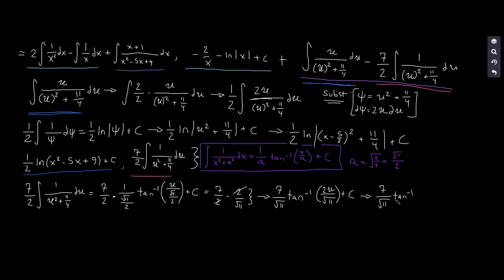7 over the square root of 11 times the inverse tangent of 2 times x minus 5 over 2, over the square root of 11. Okay.